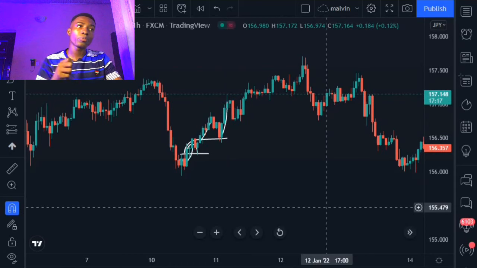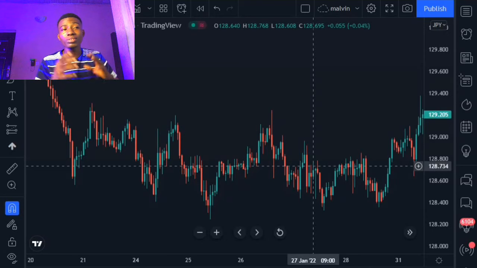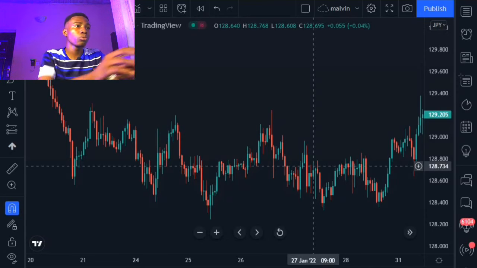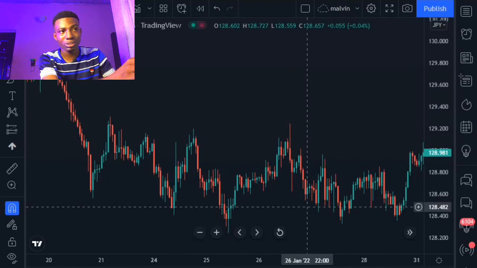Now, what about when price is in a consolidation? When trading price action, you should have price action trading eyeballs. What do I mean by price action trading eyeballs? I mean you should be able to detect all these things by just looking at the chart. So right here, this is a consolidation. How did I know that this is a consolidation? Because price is not in an uptrend and price is not in a downtrend. So if price is not in an uptrend and not in a downtrend, that means we're having a consolidation right here in the markets.